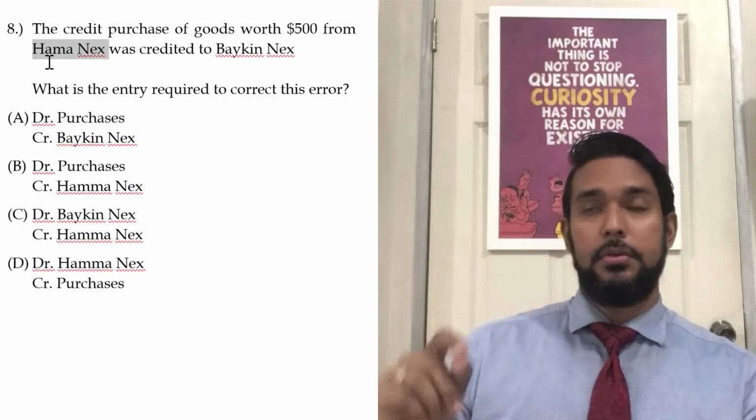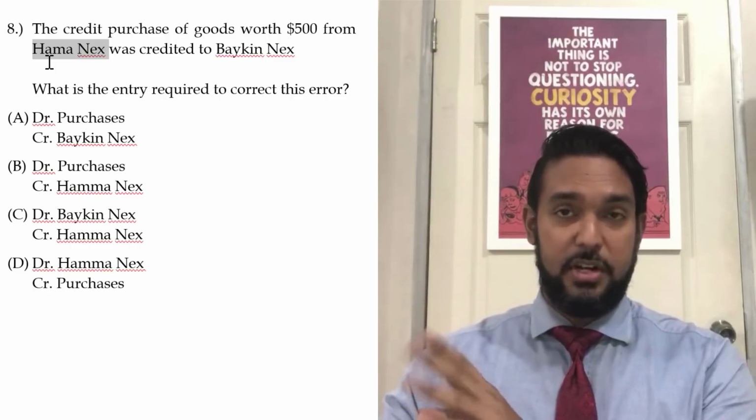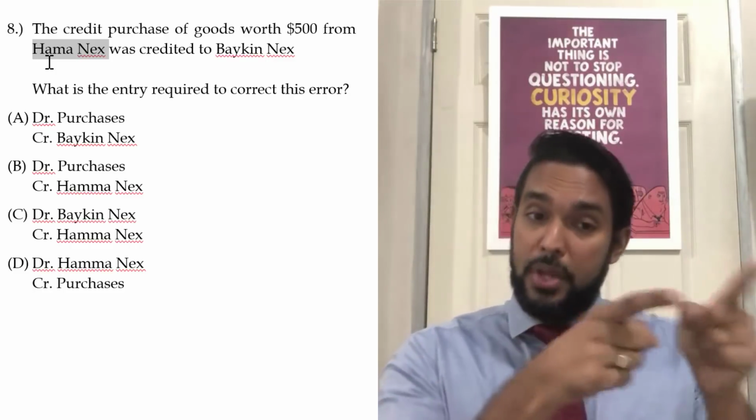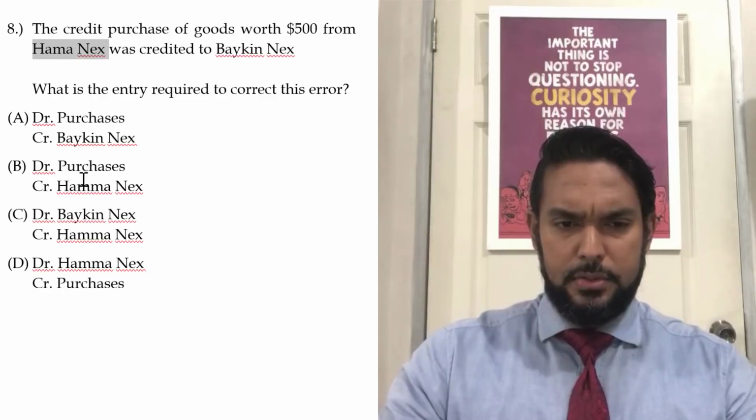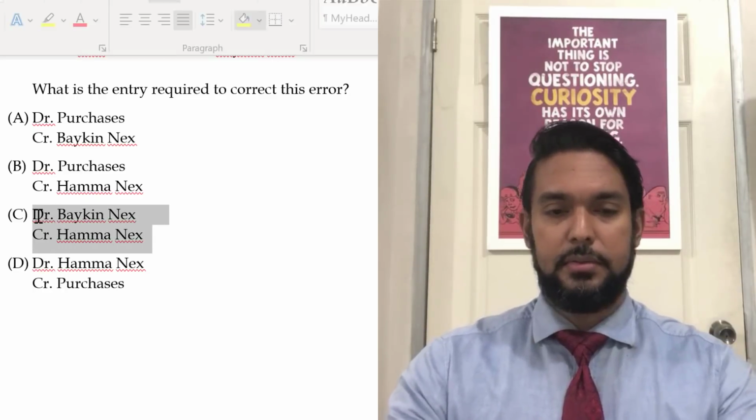You undo the wrong. You debit Bacon X because he or she wasn't supposed to have a credit, and you do the right thing. You credit where it was supposed to go. So credit Ham and X, debit Bacon X.